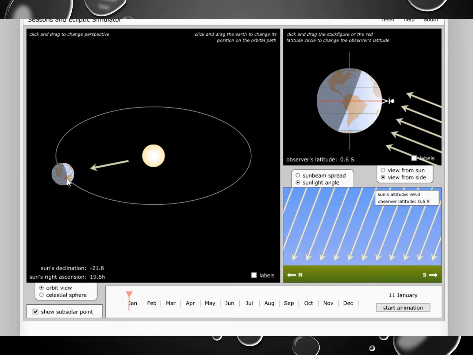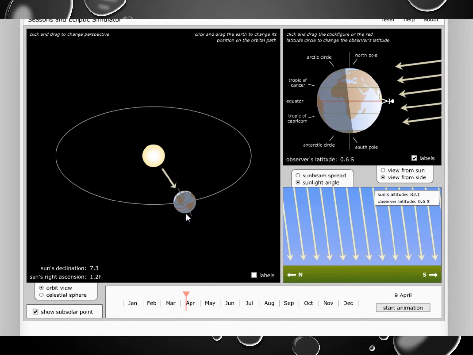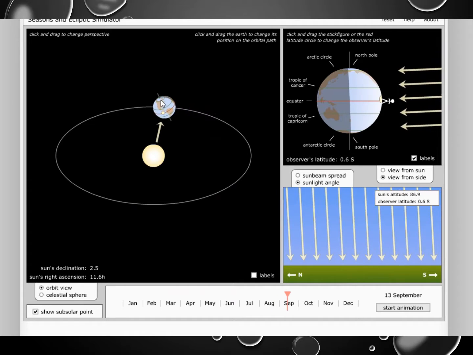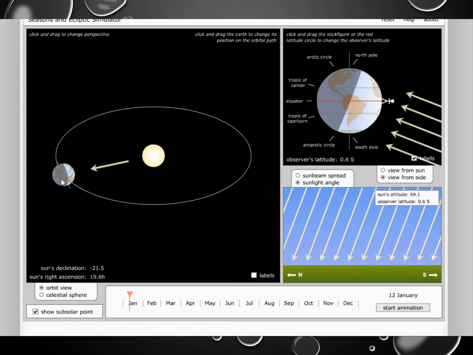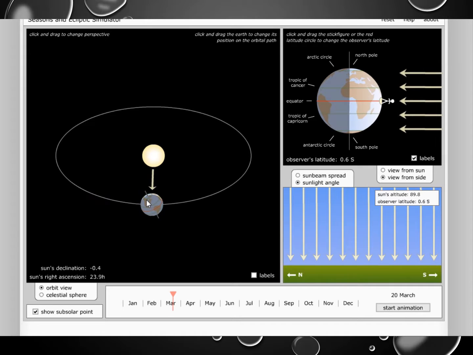I'm going to turn the labels on. So there's the South Pole, the Antarctic Circle, the equator, the North Pole. Then you can actually drag the earth and move it around so you can see how it looks as it goes around counterclockwise. And so you can actually see the tilt right here change, or look like it changes.